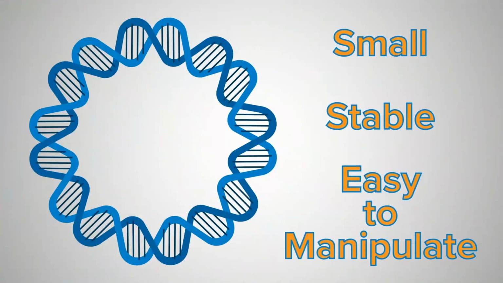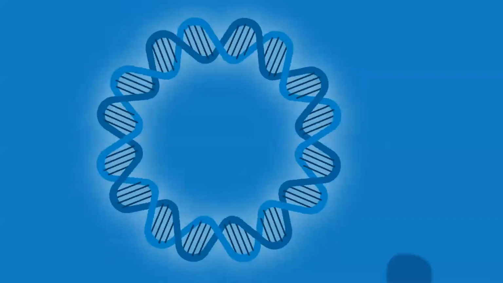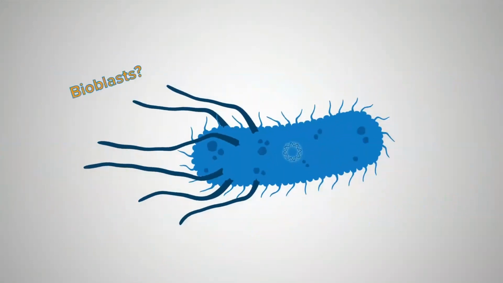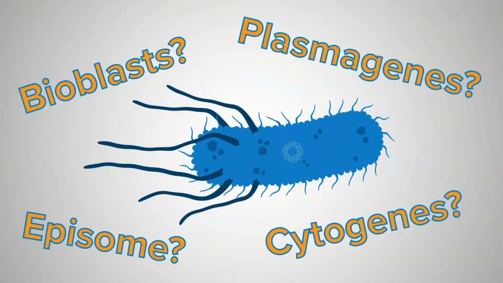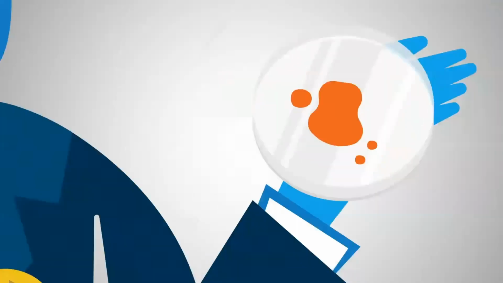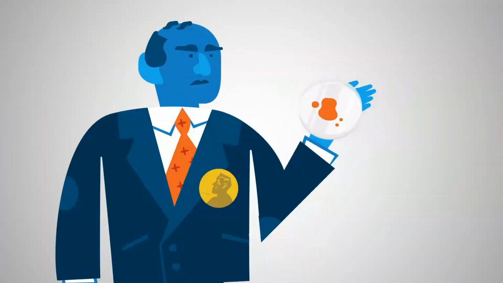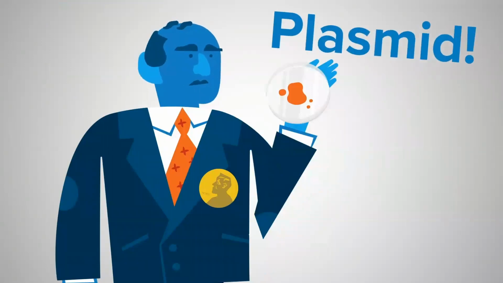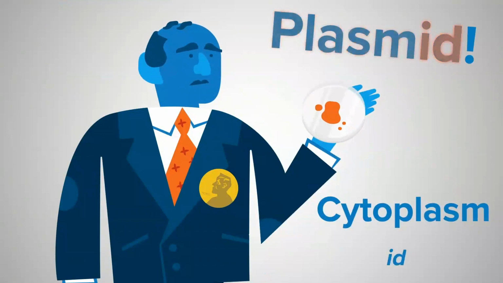So where do plasmids come from? In nature, they're found in microbes like bacteria. In the 1940s, scientists began noticing that there are heritable cytoplasmic factors that could be transferred between cells, but there was no consensus on what they were or what to call them. It wasn't until 1952 that Nobel laureate Joshua Lederberg coined the term plasmid, a combination of the words cytoplasm and id, Latin for it.